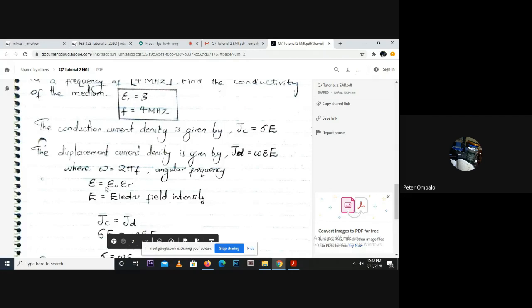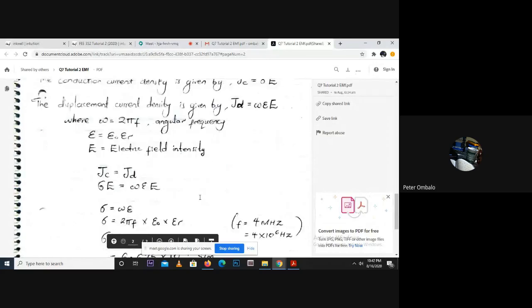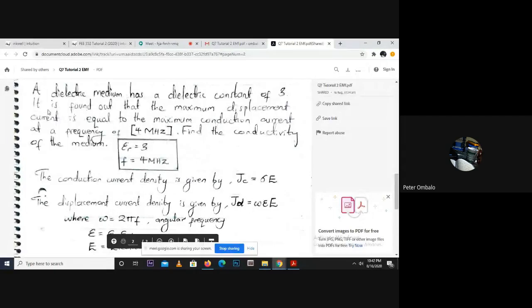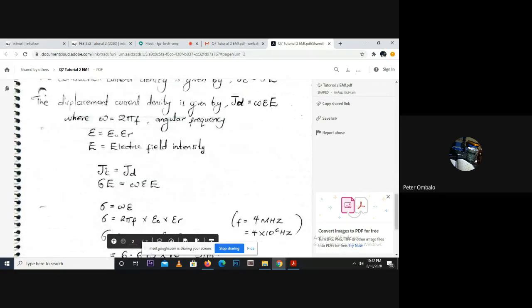For permittivity, we know that it's permittivity of free space multiplied by the relative permittivity, and E represents the electric field intensity. So if you look at the question, it is found out that the maximum displacement current is equal to the maximum conduction current at a frequency of 4 megahertz. Find the conductivity of the medium. So these two are equal according to the question.